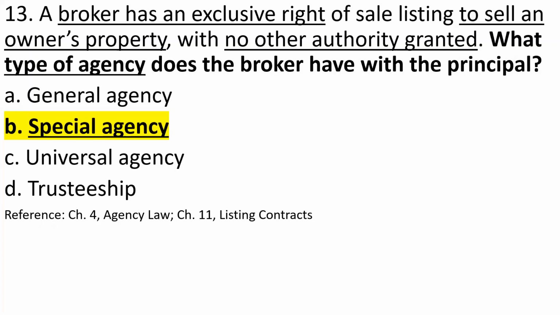And here they're telling you the broker has an exclusive right to sell a property. No other authority is granted. Now, what type of agency is this? Well, if you go back to agency law, that is a special agency. Special agency means you are only authorized to do one specific thing. It's like hiring a lawyer to get you a divorce. Once you get that divorce, their obligation to you is done. Same thing. If you have a brokerage to sell your property, once that property is sold, the relationship is ended. It's one transaction.